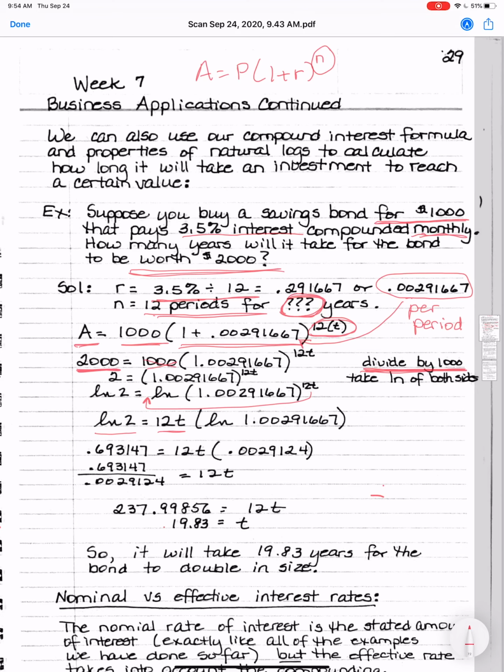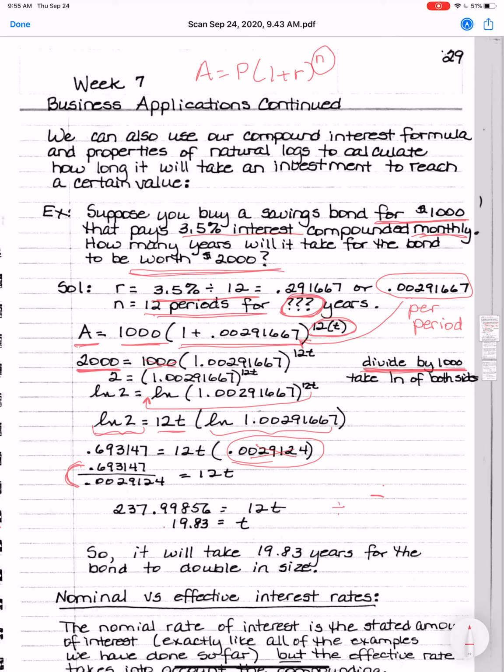Using our calculator, the natural log of 2 is 0.693147. Then 12t times the natural log of 1.00291667. And you can do this in your calculator as well. So you're going to get 0.693147 divided by the natural log of 1.00291667, divide both sides by this. So that will go out on this side. It'll be equal to 12t. And then once you do this calculation, that'll be equal to 12t.